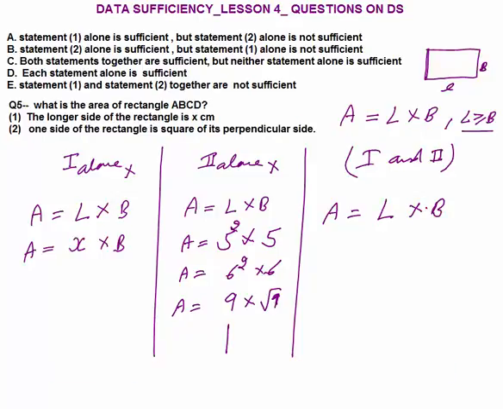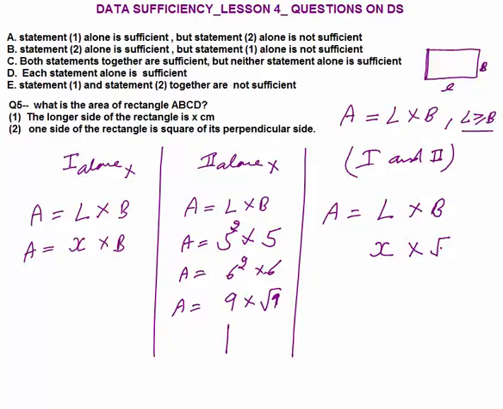Now the longer side of the rectangle is x. This is given to you: the longer side is x. That is, the length is x, and length is always the longer side in a rectangle. And the second statement says that one side is a square of the other perpendicular side.